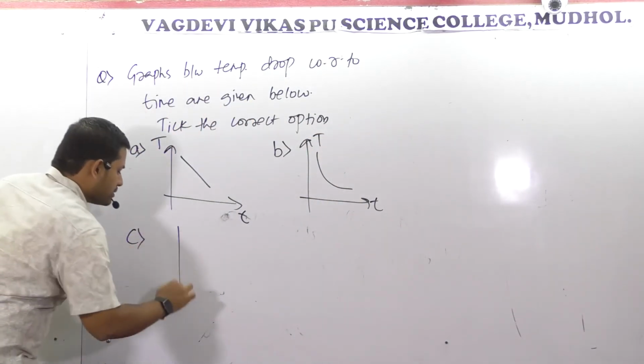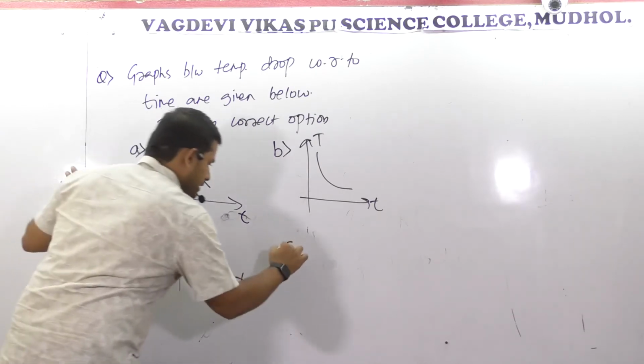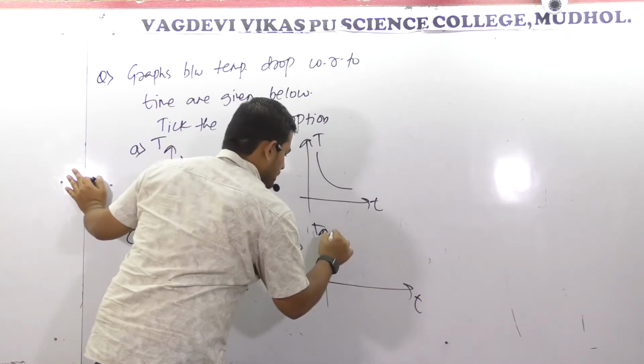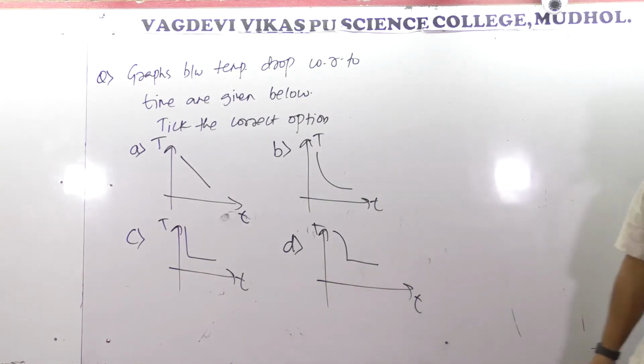And the third graph, C, is going to be small t, capital T. Let me take this graph like this, and D is like this. Capital T and small t. It has become like this. Okay, tick the correct option. Think about it, which is going to be correct.